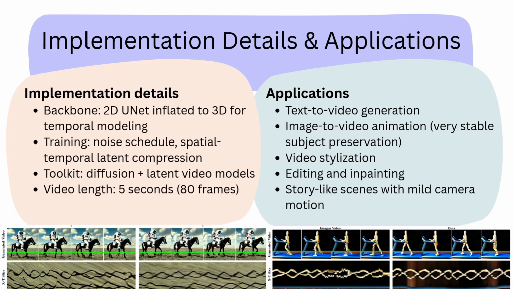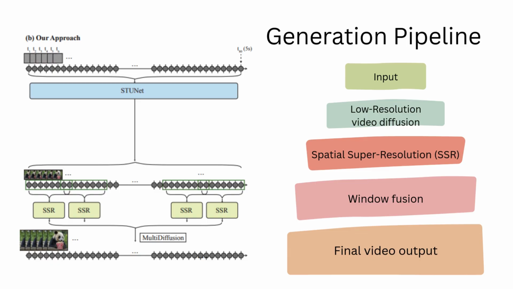Now I'll talk about the generation pipeline. The slides show the flow visually. The pipeline starts with encoding the prompt or image. The model generates a low resolution video containing all the temporal information. Then spatial super resolution applied through multi-diffusion windows enhances details. Finally, the windows are fused into a single output video. This multi-step approach ensures stable textures, details, and consistent motion without the need for temporal interpolation that usually causes artifacts.